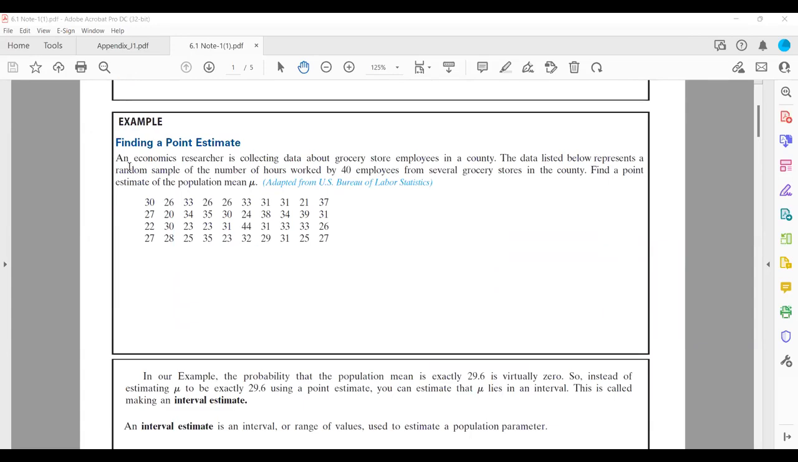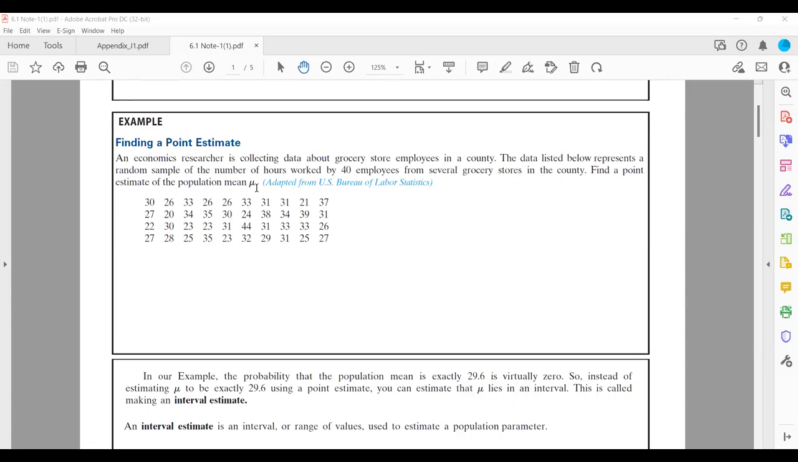Okay, an economics research is collecting data about grocery store employees in a country. The data listed below represents a random sample of the number of hours worked by 40 employees from several grocery stores in the county. Find a point estimate of the population mean? Thank you very much.